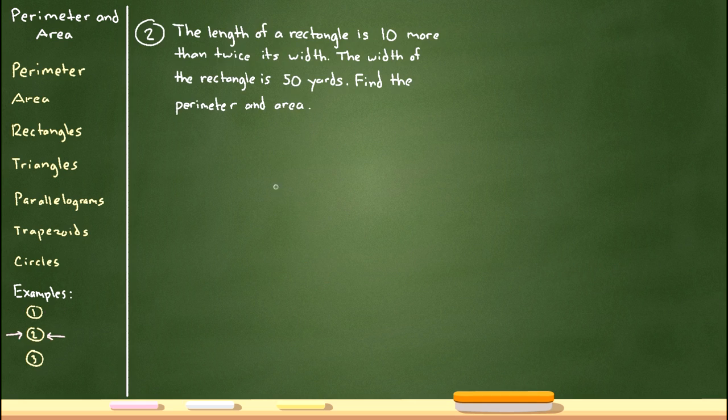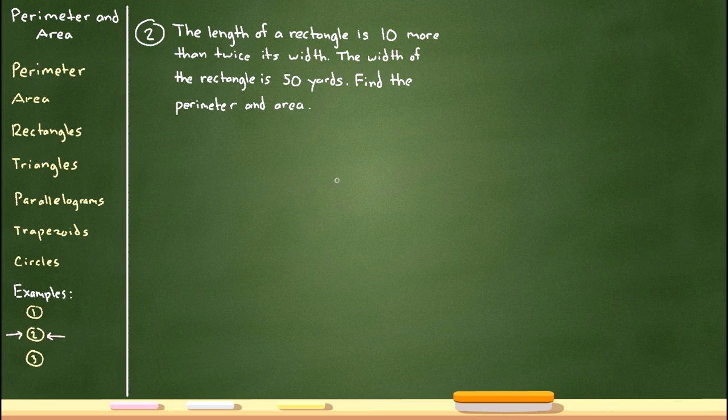Moving on to example number 2. We have that the length of a rectangle is 10 more than twice its width. The width of the rectangle is 50 yards, so we want to find the perimeter and area of this figure. So here's a word problem.